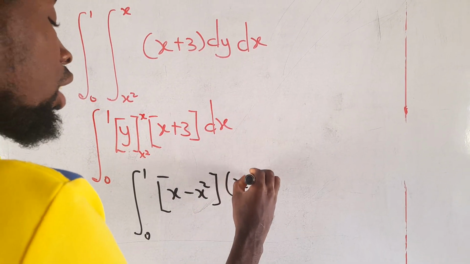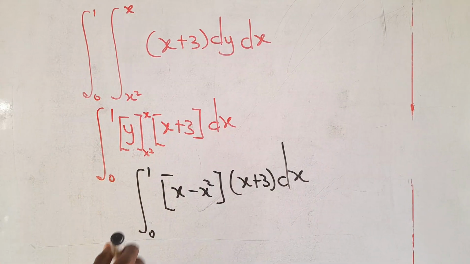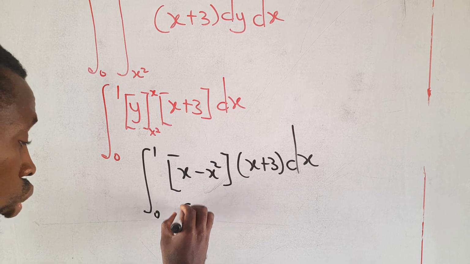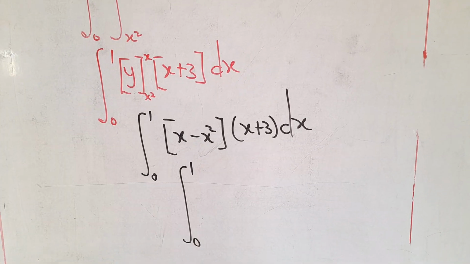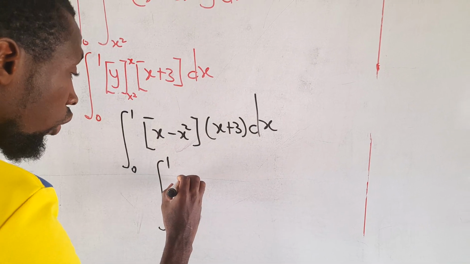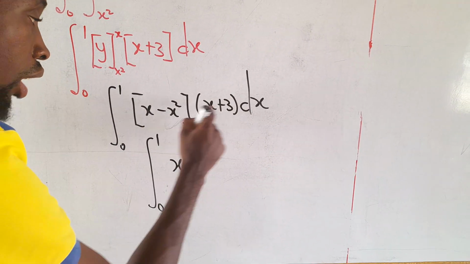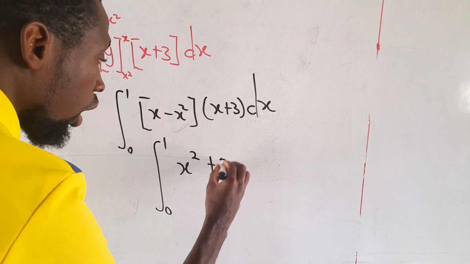Then x plus 3 dx. So now we have reduced it to only x terms. So now we multiply. This times this will give us x squared. This times that will be plus 3x.